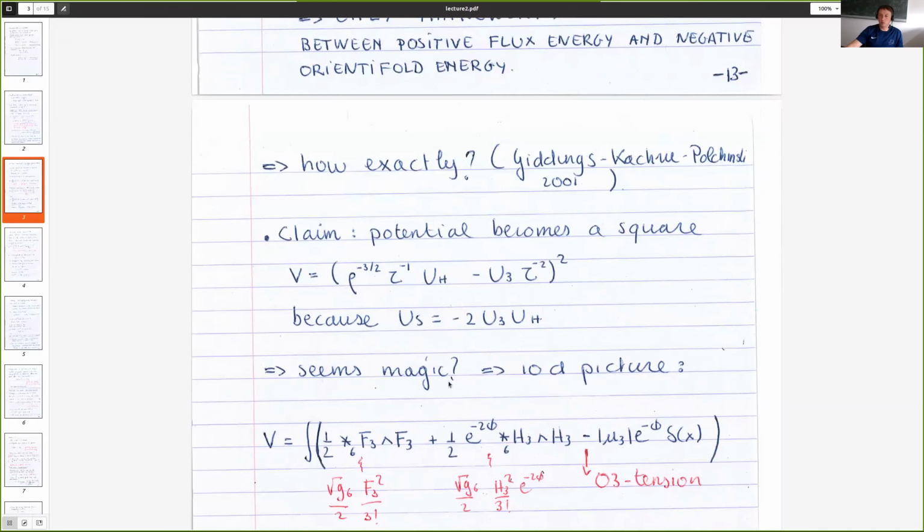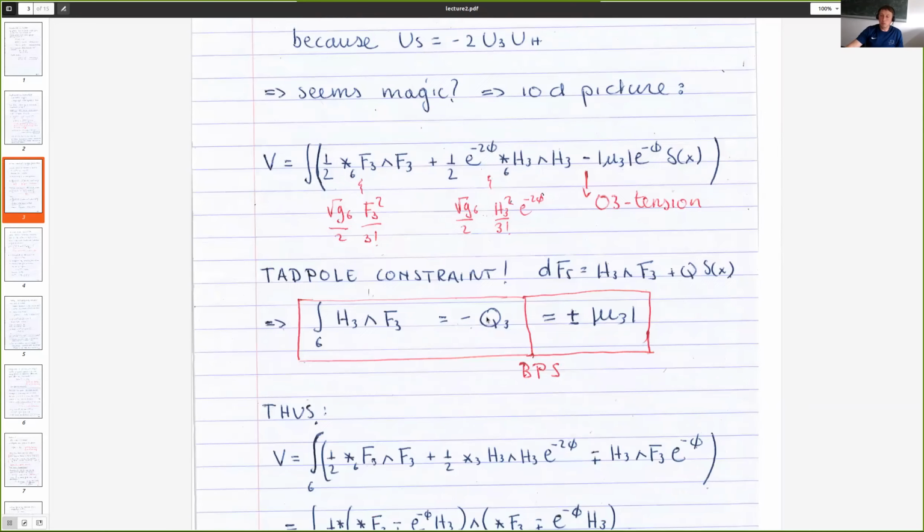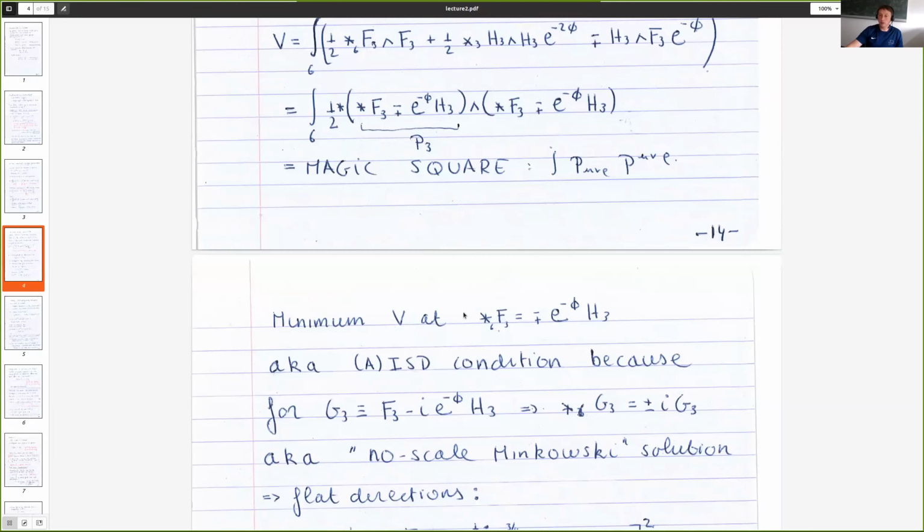And how does the vacuum look like? Well, all flux configurations that obey this duality constraint. So this is a 6-dimensional Hodge star. It essentially says that the star of F3 goes like H3. This is known in the literature as the ISD condition, so imaginary self-dual or anti-imaginary self-dual, depending on the sign.